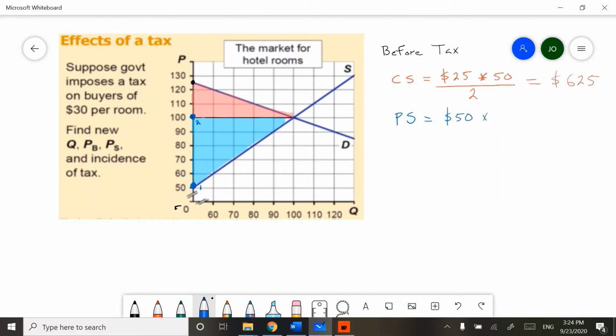We're going to multiply it times the same base that we had for the triangle above, and we're going to divide by 2. This will give us $1,250 of producer surplus. This is what the market looks like before the tax. If we add consumer surplus and producer surplus together, we will get what we call total surplus for the market. We just have to add 625 plus 1,250.